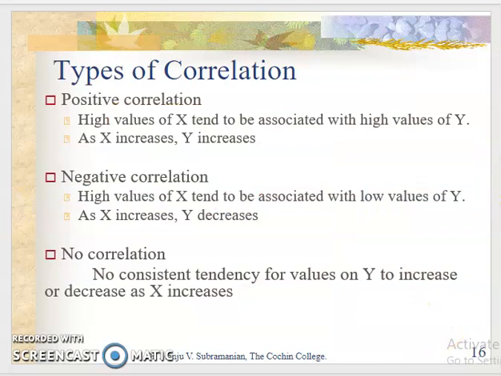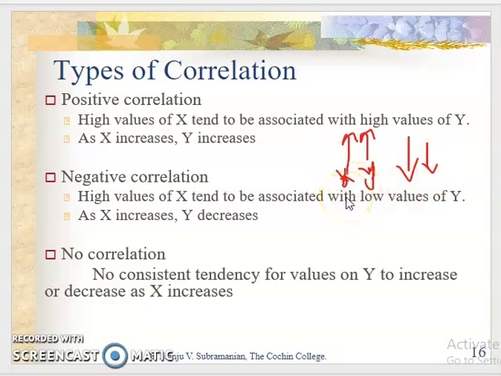Now let's see one by one, the positive correlation. When the two variables, that is the x and the y variable, move in the same direction, that means when the x values increase, the y values also increase, or vice versa. When the x values decrease, the y values also decrease. So we can say that these two variables, x and y, are positively correlated.